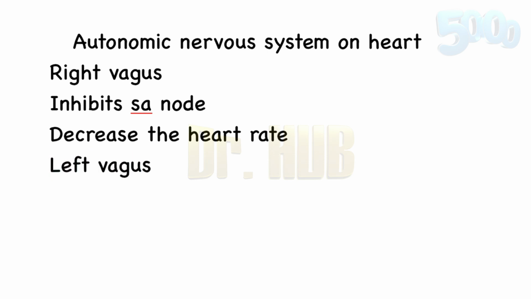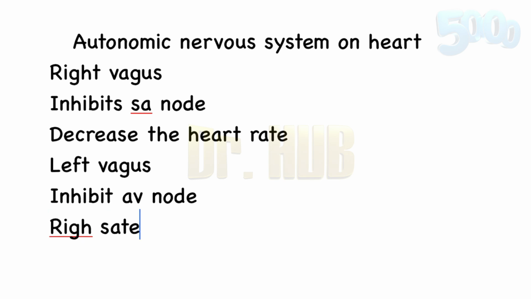Then comes the left vagus. The left vagus inhibits the AV node. So the right vagus inhibits the SA node and decreases heart rate, and the left vagus inhibits the AV node. When it inhibits the AV node, there is a slow AV conduction.